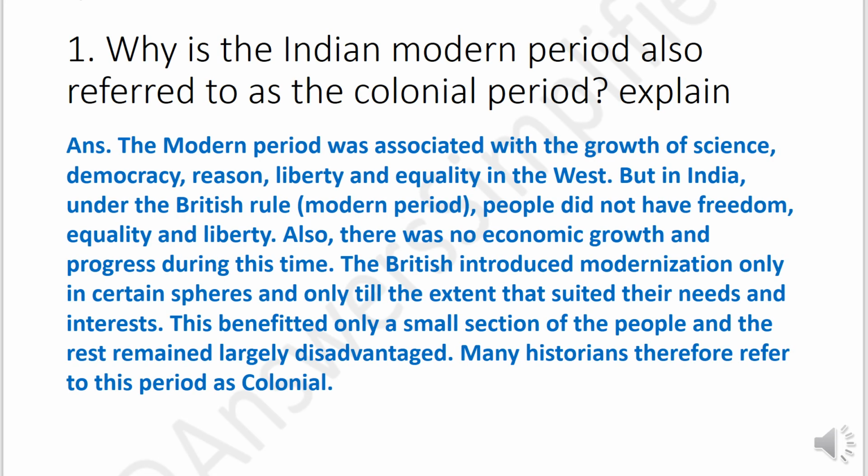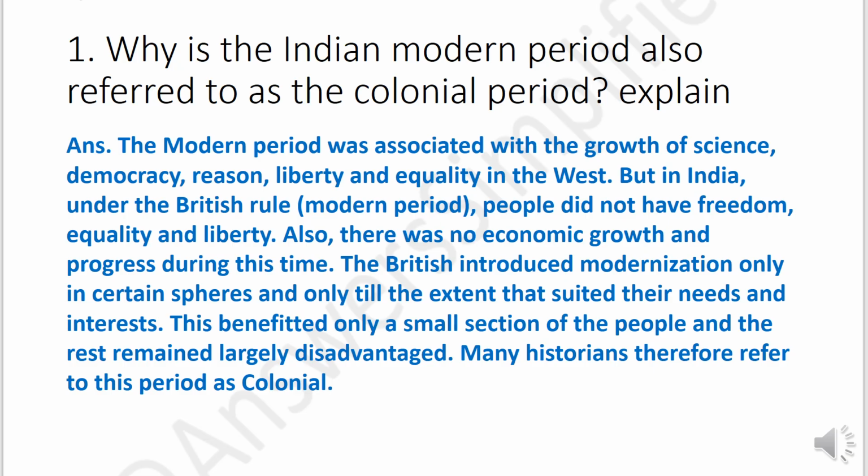First question, why is the Indian modern period also referred to as the colonial period? Explain. Answer, the modern period was associated with the growth of science, democracy, reason, liberty and equality in the West. But in India, under the British rule, people did not have freedom, equality, and liberty. Also, there was no economic growth and progress during this time.